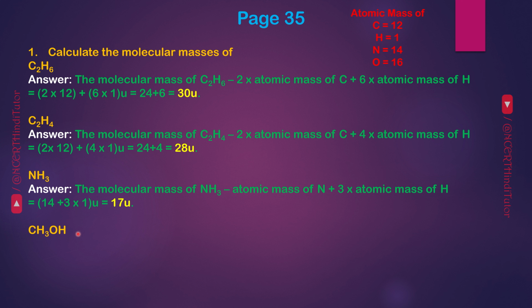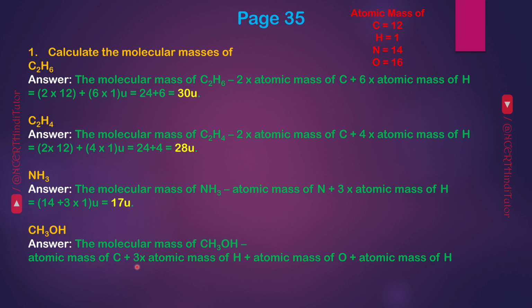Next, CH3OH. The molecular mass of CH3OH is atomic mass of carbon plus 3 into atomic mass of hydrogen plus atomic mass of oxygen plus atomic mass of hydrogen because here there is only one atom of carbon, 3 atoms of hydrogen, 1 atom of oxygen and 1 atom of hydrogen. We know atomic mass of carbon 12, then atomic mass of hydrogen 1, so 3 into 1, then atomic mass of oxygen 16 plus atomic mass of hydrogen 1. So after solving, this is 12 plus 3 plus 16 plus 1 is equal to 32 unit.